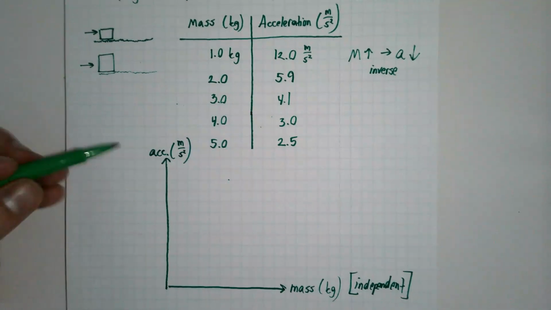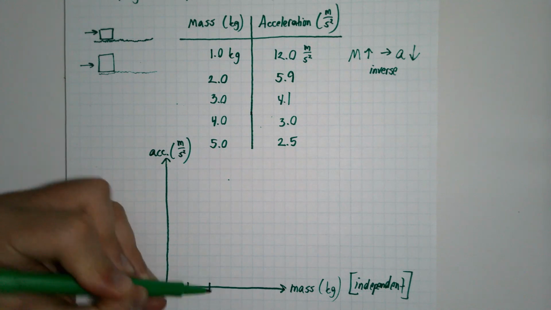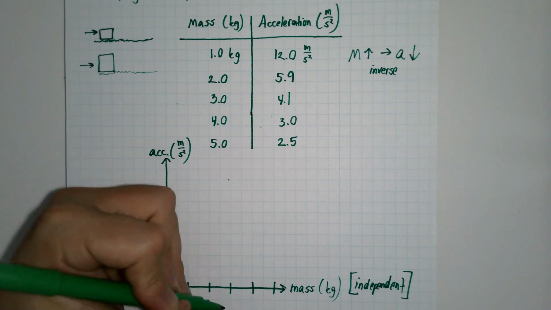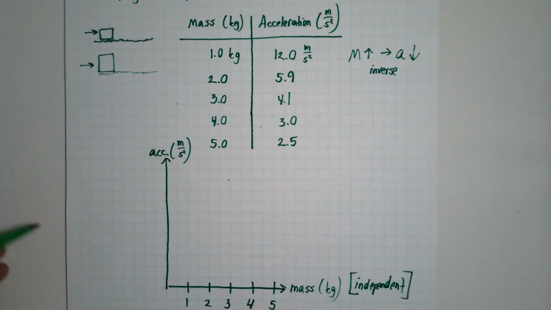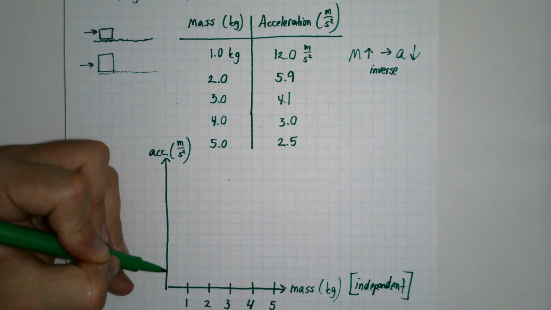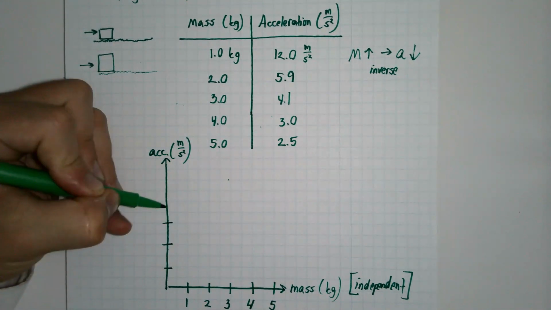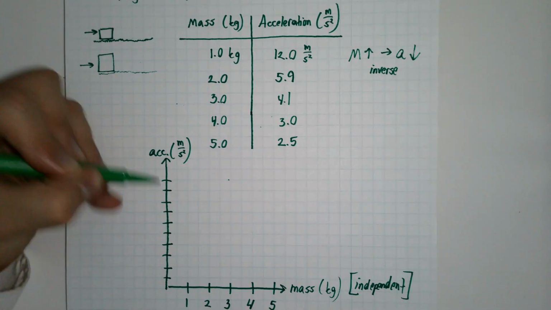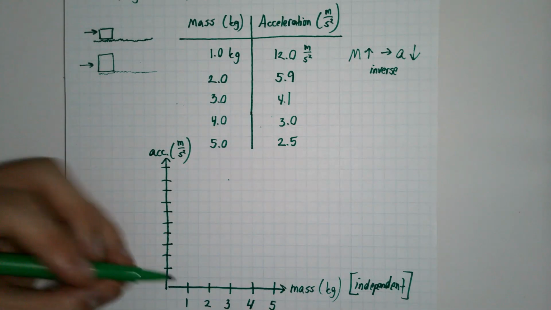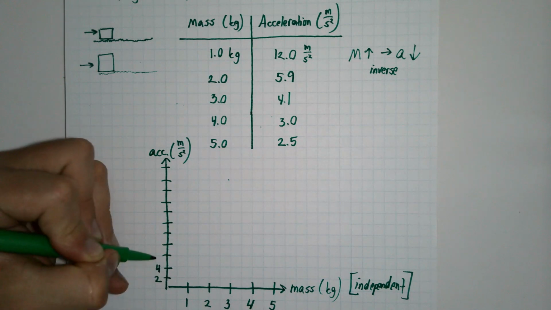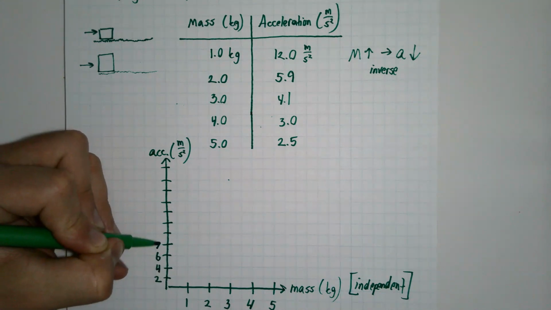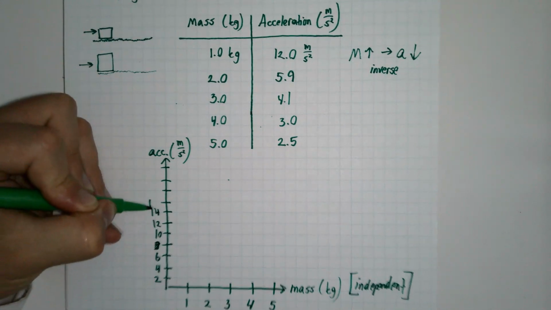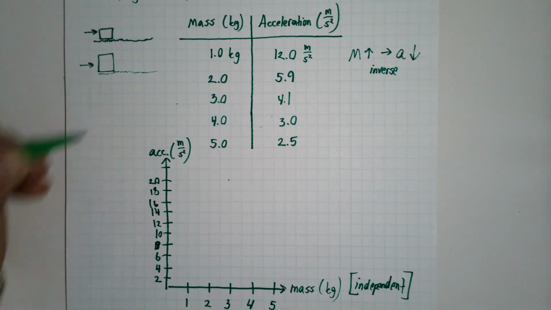All right. Now I need my tick marks here. 1, 2, 3, 4, 5 for 1 kilogram, 2, 3, 4, 5. And then my acceleration. I'll do even smaller tick marks here. It doesn't have to be 1-to-1. I can do every tick mark being 2 for a different axis. That should be 8. Should be 10, 12, 14, 16, 18, 20.